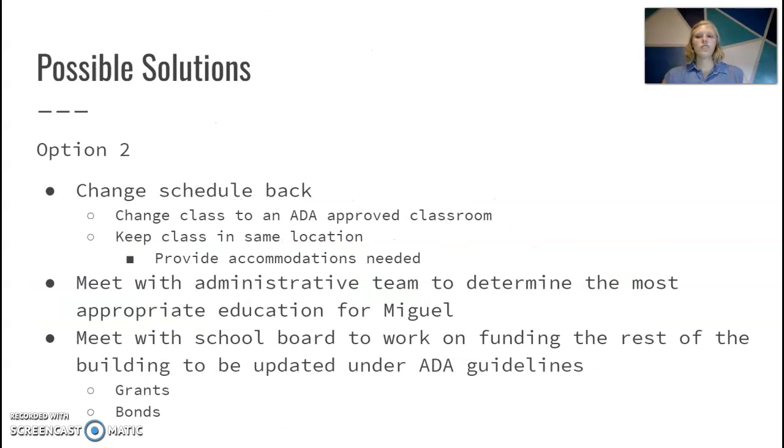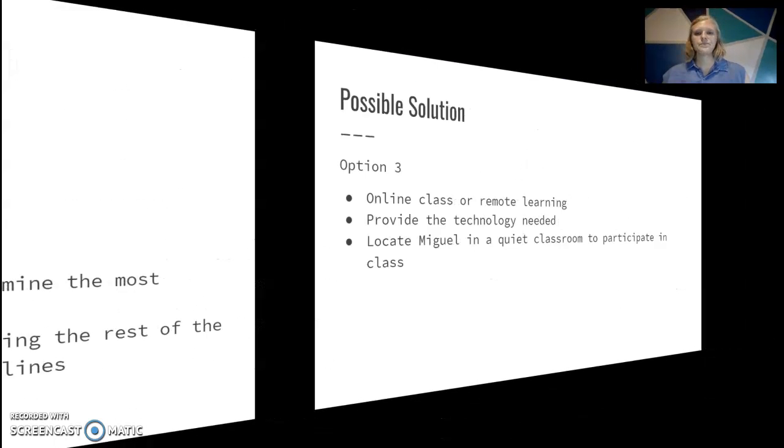Option two, we change the schedule back. We change classes, so we've removed his biology class entirely to a classroom that's ADA approved. Or we could keep it in the same location. If we do that, we have to provide accommodations, like those chairs and tables that I showed earlier. We need to meet as an administrative team to determine the most appropriate education for Miguel, and meet with the school board to work on funding for the rest of the building to update under ADA guidelines. And I know, once again, we are a financially struggling district, so I would want to look into grants and bonds that could be out there that could help us obtain our goal.